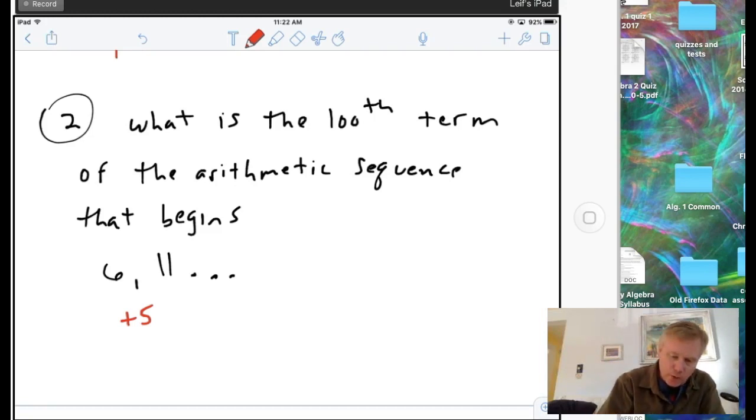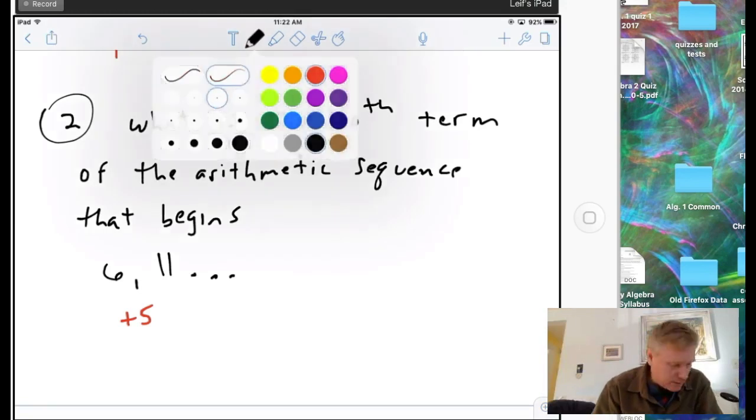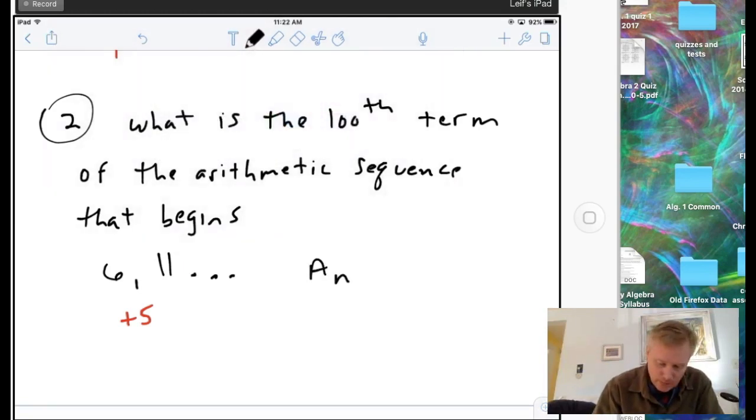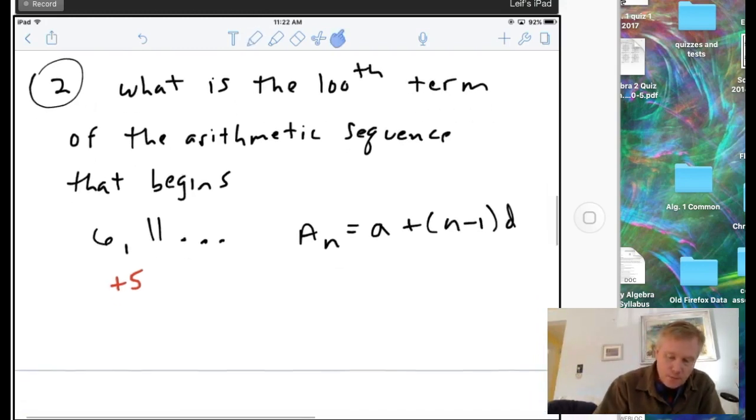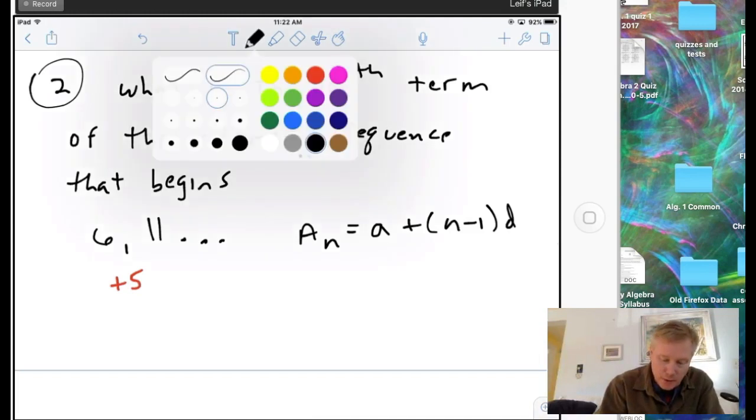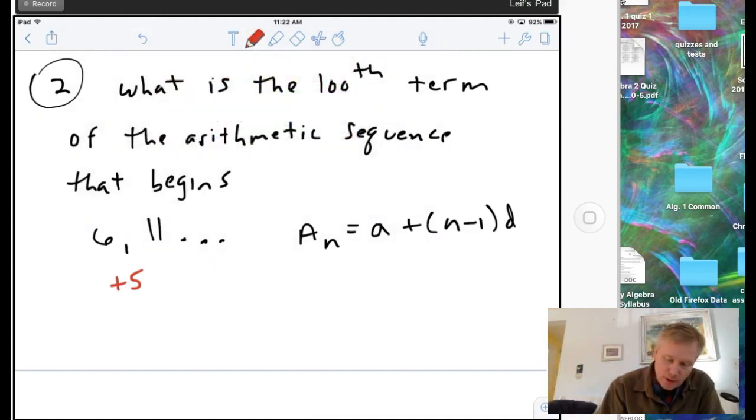Instead, I'm going to use the formula because there is one, and it's nice to use it. A of n equals a plus n minus 1 times d. And I'm going to start plugging in values. I'm just going to write down what each one of these things are. A of n, we don't know what that is. That's whichever number. I mean, it could be 6, it could be 11. In this case, I'm actually going to have it be 100 eventually, or I'm going to find out what number it would be when I plug in 100 for n, actually, is what I should say.